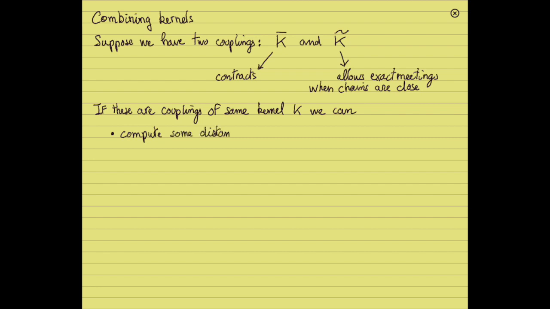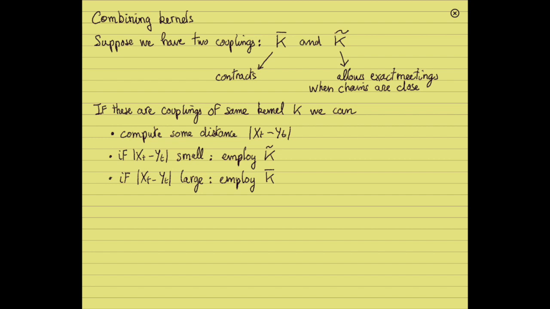So it's a valid strategy to obtain a third coupling that is contractive when the chains are far, and so we need to compute some distance. And when the chains are close by, we employ the kernel K tilde that might trigger exact meetings. If the chains are far away, then we employ a contractive coupling in the hope that in the next step, the chains will be closer to one another so that we have a chance of using the K tilde kernel. And so this is called in the literature, for example, on Langevin and Hamiltonian Monte Carlo, a two-scale coupling, because we use either one or another coupling depending on the distance between the current chains.